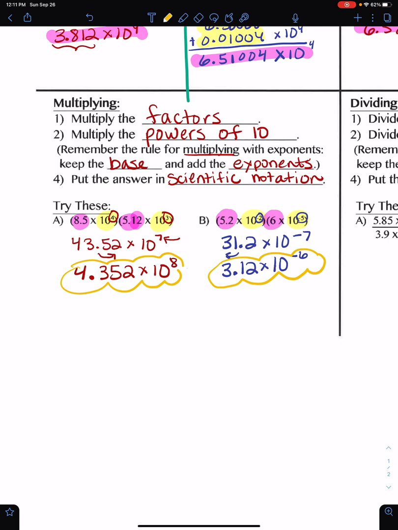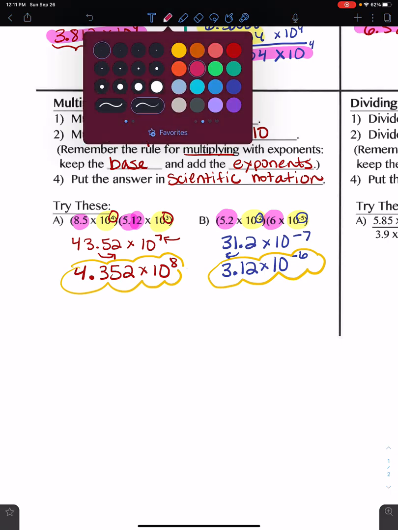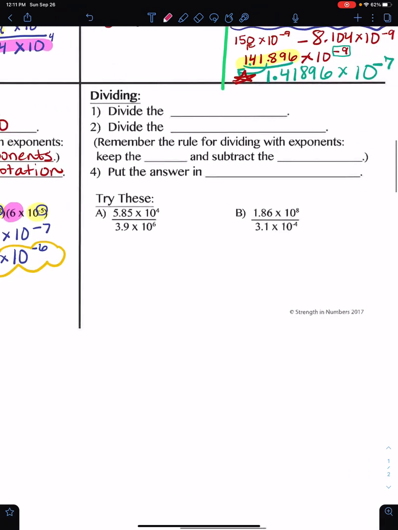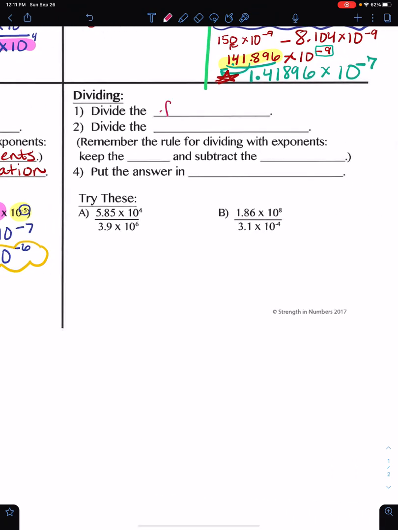All right, dividing with scientific notation will have a lot of similarities to multiplying. We're going to divide the factors, the numbers in front of the powers of 10. Then we're going to divide the powers of 10. And we're going to remember our quotient rule that we learned. If we have the same base and we're dividing, we just keep that base, and this time we subtract the exponents. That's the shortcut. And as always, the last step is to put our answer in scientific notation.